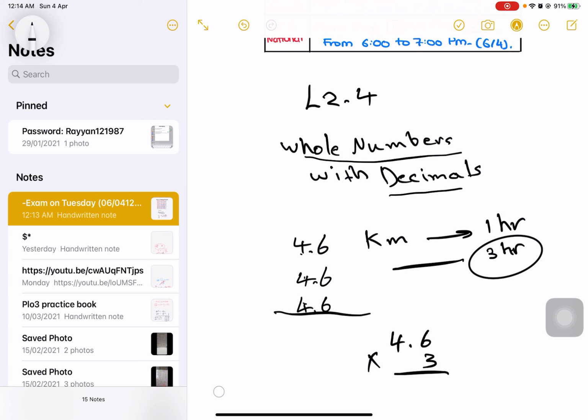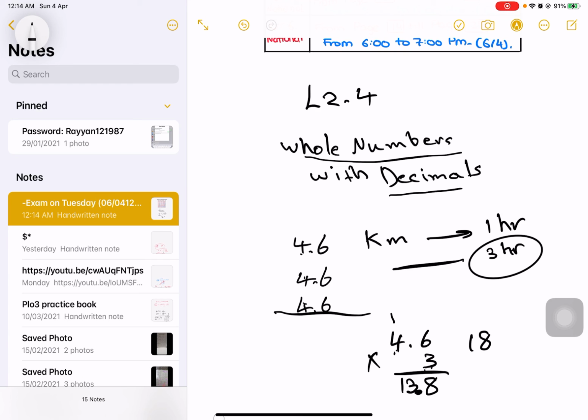How will I multiply? I will start with the 3 and the 6. 3 times 6 is 18. How will you write 18? Like that. You will write 8 here and 1 above the whole number. 3 by 4, 12 plus 1, 13. Now we need to count how many digits before the decimal, 1. So I will put the decimal here after 1 digit.